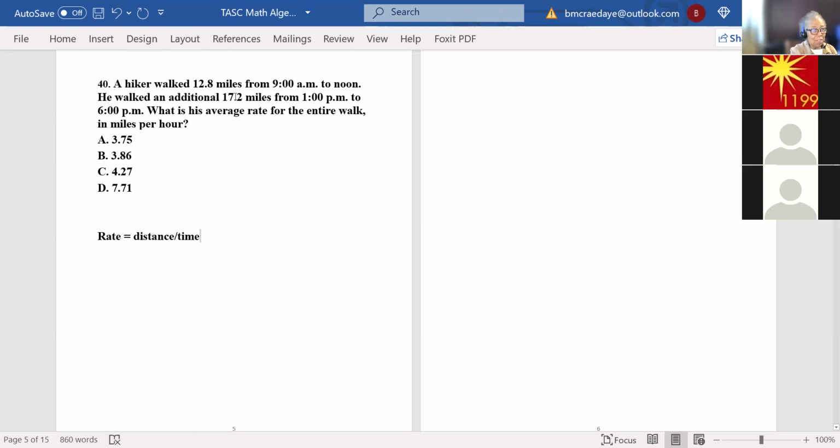Now go to the additional. 17.2 miles is your distance. From 1 to 6 is how many hours? 1, 2, 3, 4, 5, 6. 5 hours. So you know your time, you know your distance. Add up your distance, add up your time, and divide it. That will give you your average. Okay, so do that. Tell me what you get.